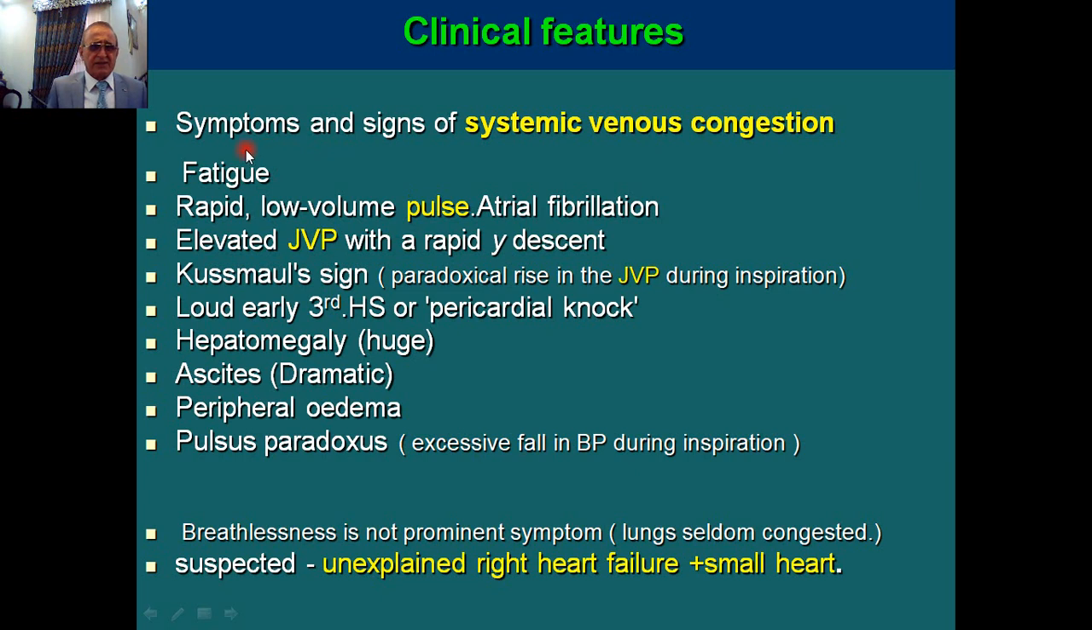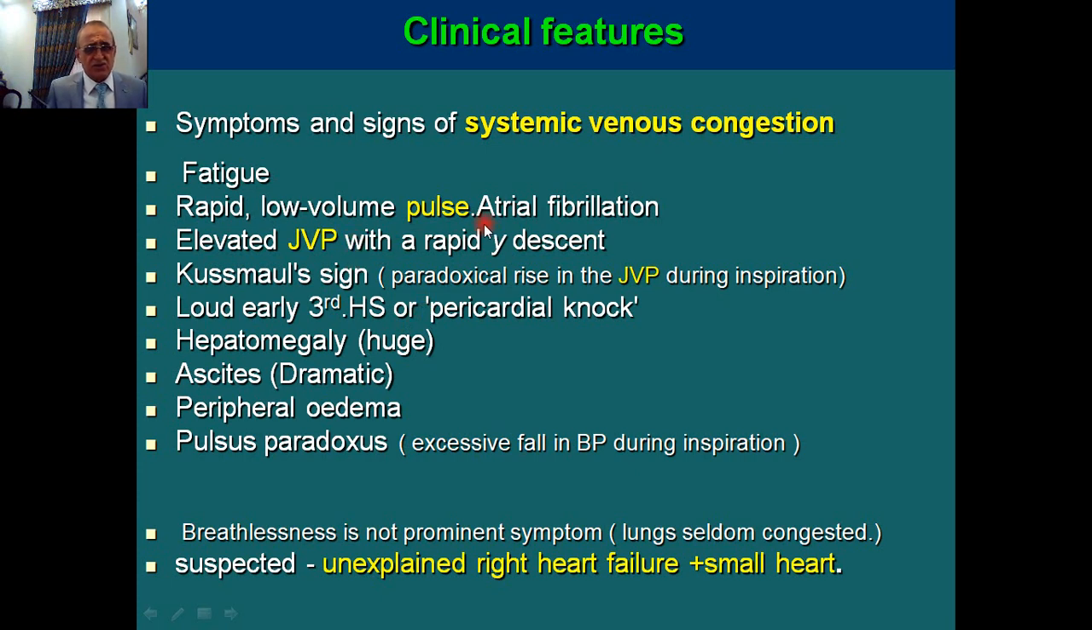Obviously, the clinical features are mainly due to systemic venous congestion. Signs and symptoms of systemic venous congestion, because the superior and inferior vena cava find some difficulty to fill the heart. The patient will have fatigue. The pulse will be rapid and low volume, and sometimes atrial fibrillation, which is common. The obvious thing is a raised JVP. Again, the JVP rises during inspiration. The apex can be palpable, but in the heart sounds, you will have an early third heart sound, the so-called pericardial knock.